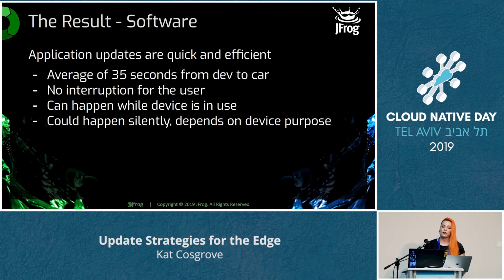So the result of the software workflow is that application updates were really, really fast. About 35 seconds from a developer pushing code to deployment on the car. It doesn't interrupt the user, so this can happen while the device is in use. Not that I think it necessarily should, to be clear. For most updates, I think that there should be consent from the user involved, or we should at least tell them that it's happening. But if you design your edge device with this strategy in mind, it does mean that you can update silently. So if you have an edge device out there that's got no need for user interaction and doesn't need a full firmware update, this is probably a pretty compelling set of tools for you.